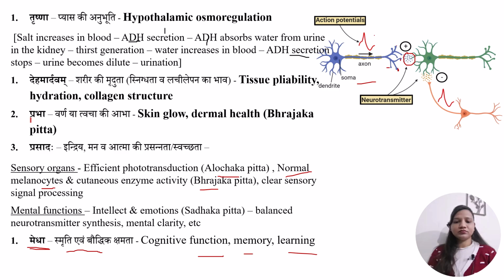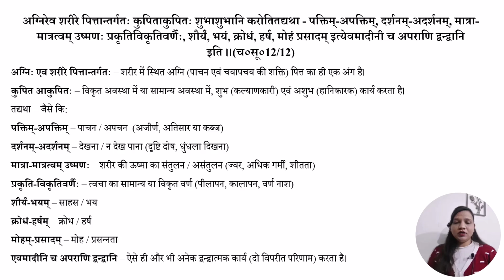Moving forward, now we'll see the second shlok of Acharya Charak from Charak Samhita Sutrasthan, which goes like: Agnirev Sharire Pitta Antargatah Kupit Akupit Shubh Ashubani Karoti, Tadyata Paktim Apaktim Darshanam Adarshanam Matra Matratvam Ushmanam Prakrutir Vikrutir Varne Shaurya Bhayam Krodham Harsham Moham Prasadam Ittevamādīnām ca aparani dvandani iti.